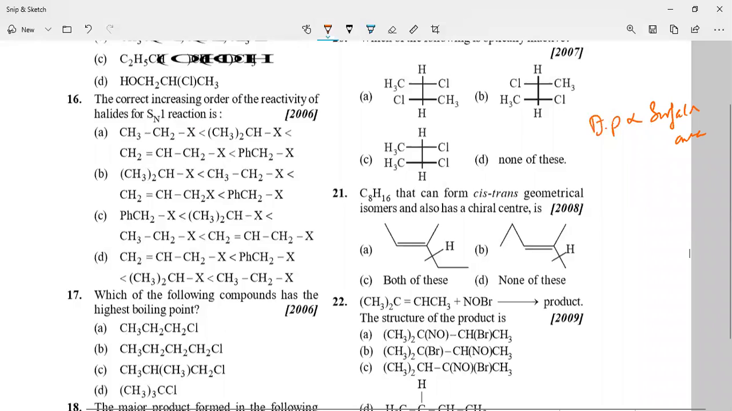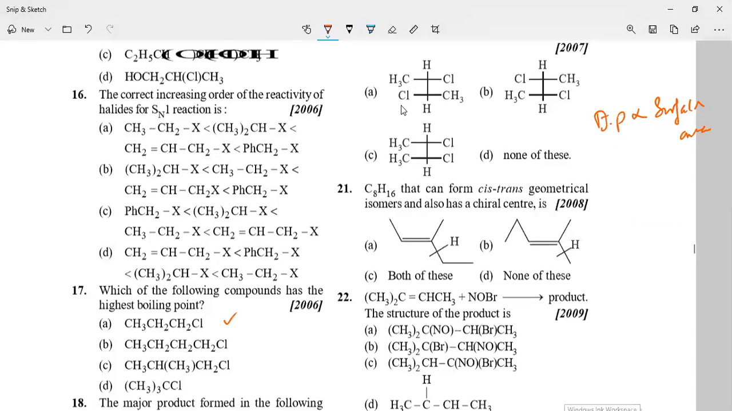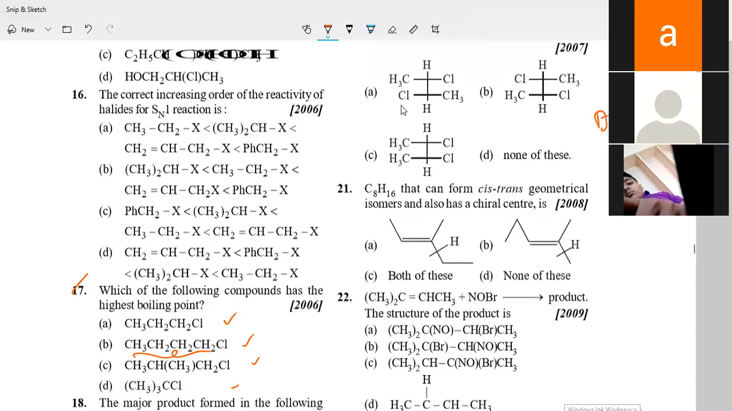More the surface area, more will be the boiling point. So among option A, option B, option C, and option D, which is having more surface area? So no branching is there. So this is having more surface area. Right. So this is having the more boiling point. 17, option B is correct. Right. Next, coming to this one.